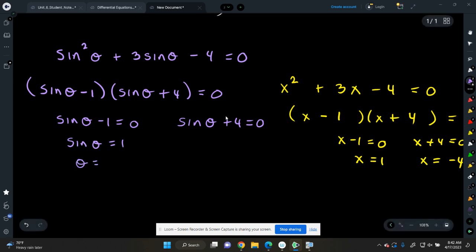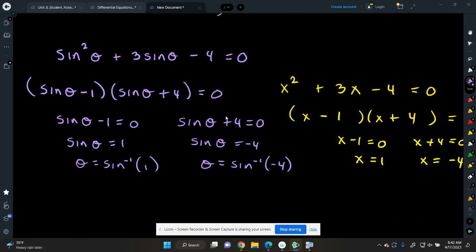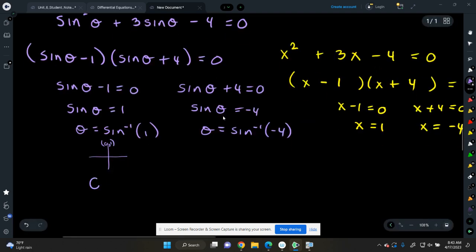So theta equals the inverse sine of 1. And then on this side, we'll have sine theta equals negative 4. So theta equals the inverse sine of negative 4. Okay. So think about our unit circle. Where is the sine value equal to 1? At 90. Okay, so this is (0, 1) here. Good. Anywhere else? Nope. So we get theta equals 90.